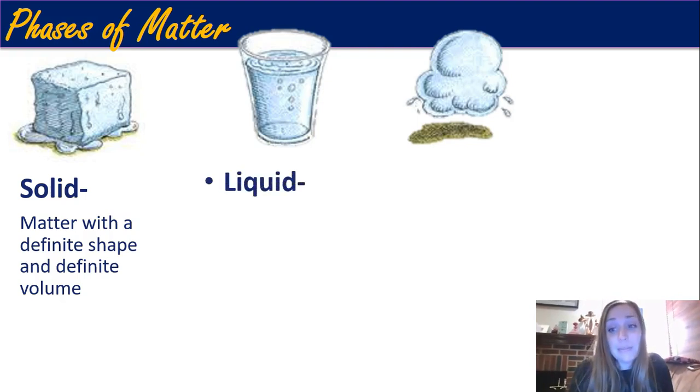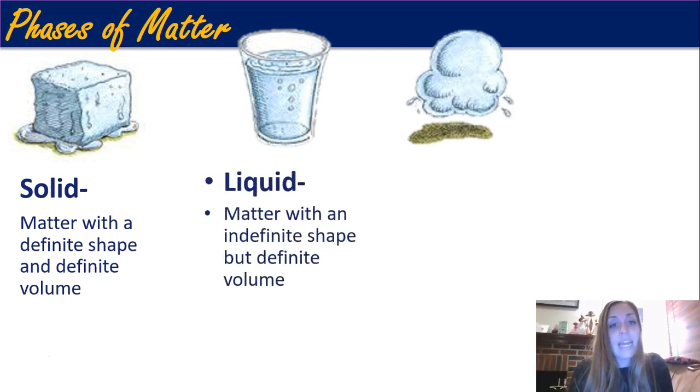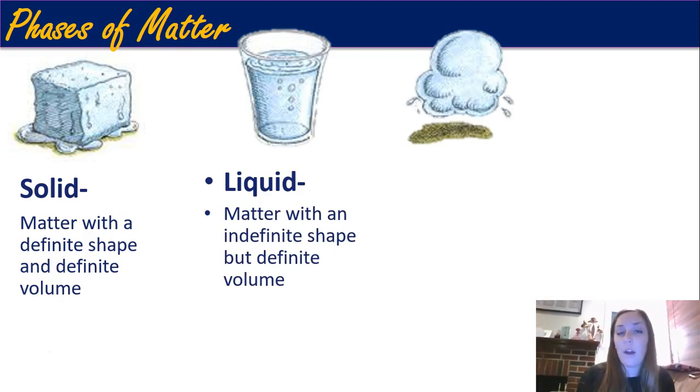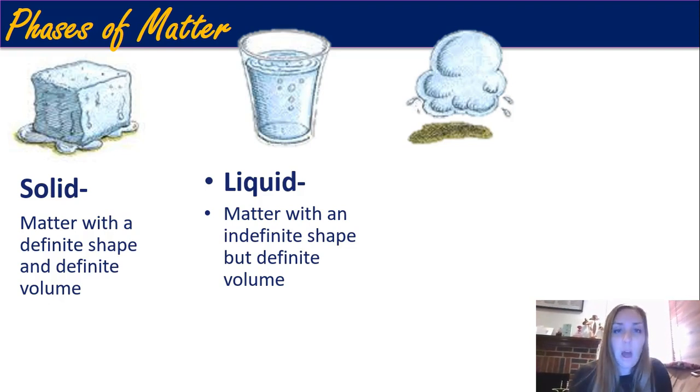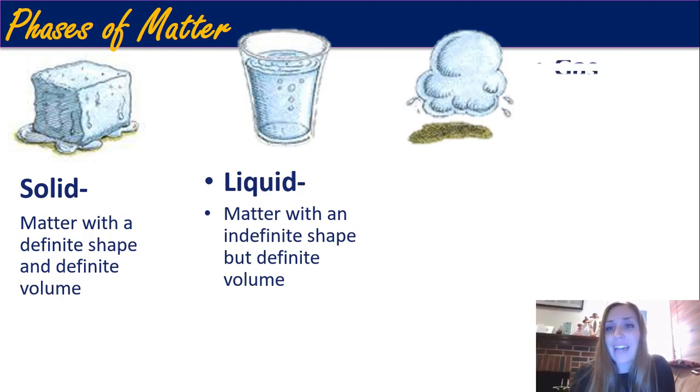All right, liquid. So think about liquid water. It has an indefinite shape. If I take that liquid water and pour it on the ground, it's not going to keep the shape of the cup. It's going to spread out to whatever it's on or in. But it does have a definite volume. If I have 1 liter of water, it doesn't matter if I have it in a cup or if I spill it on the ground or if I throw it up in the air, it's always going to be 1 liter of water.